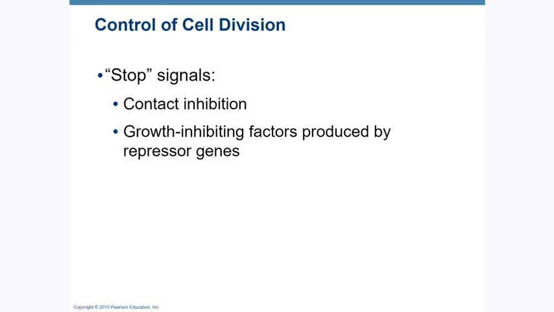Growth inhibiting factors also produce repressor genes. So growth repressor genes will produce growth inhibiting factors to tell cells not to divide and signal cells around them not to divide either.